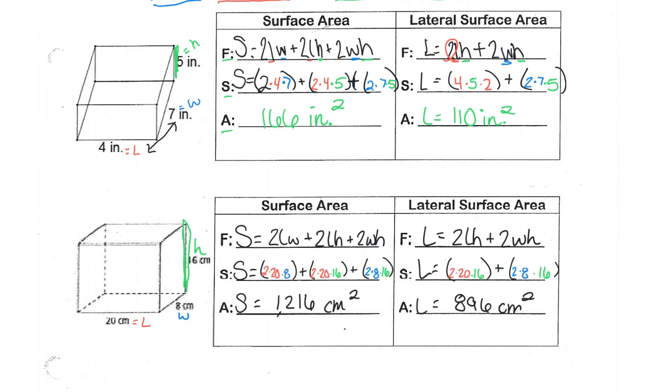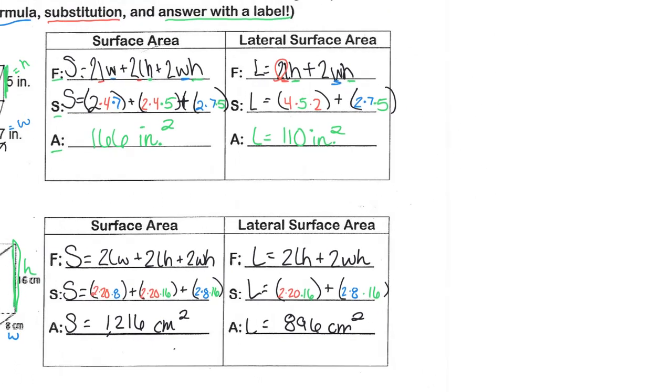All right, so hopefully you got 1,216 centimeters squared for surface area, and for lateral area, 896 centimeters squared. All right, so this was the easy one. So hopefully this was easy. Let's get to the tricky one on the back.